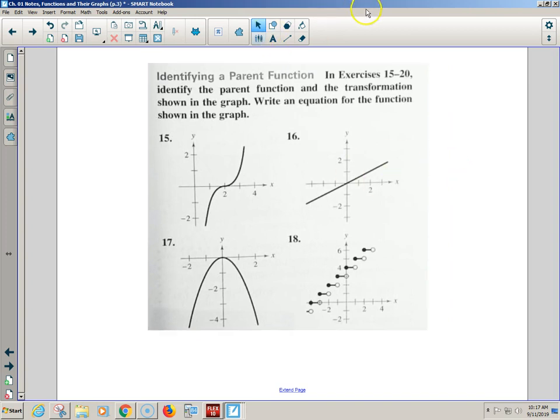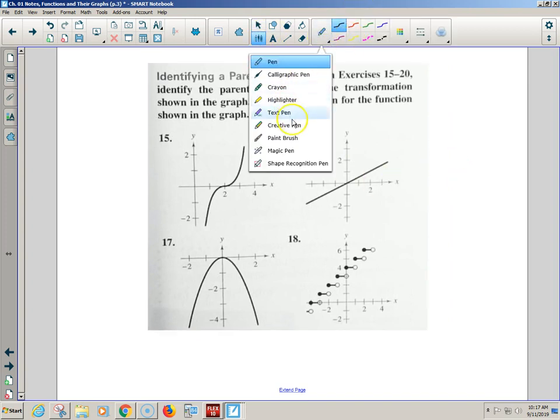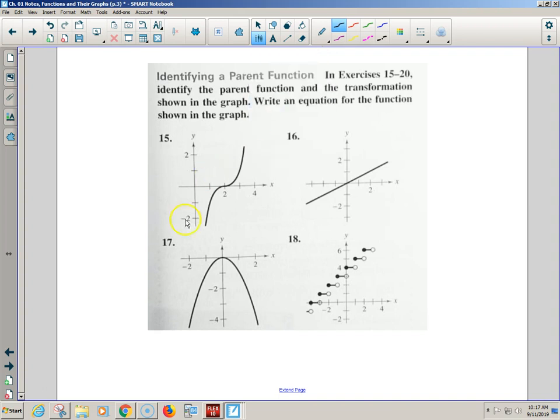So let's check it out. What if we were to have number 17? The directions are identify the parent function. Nathan just said y equals negative x squared. So what does he think the parent function is for number 17? An x squared one, right? And then figure out what changed to get the graph, and then write an equation. Okay, so that's our goal.